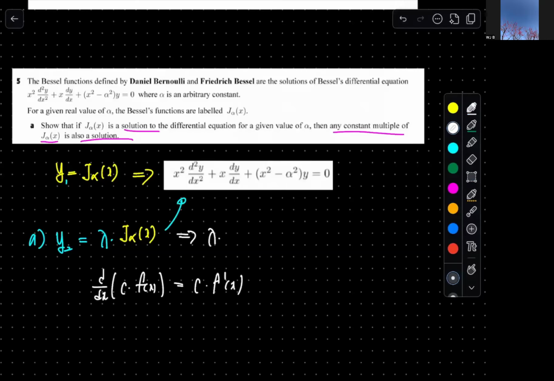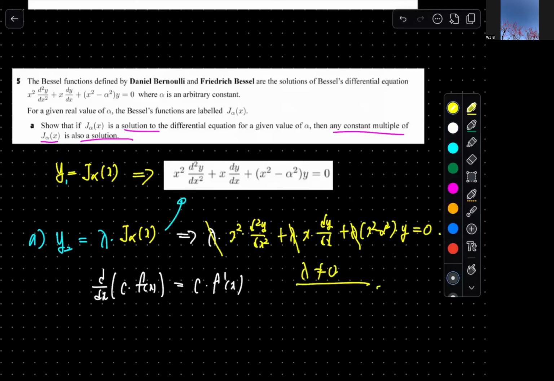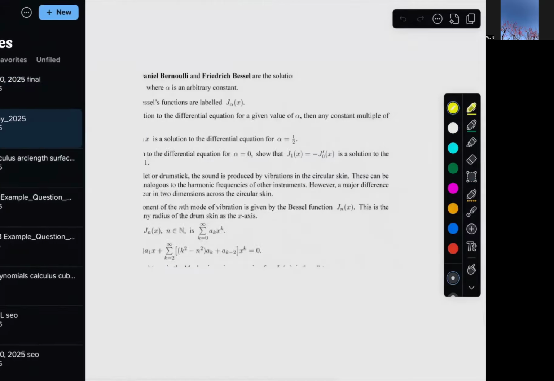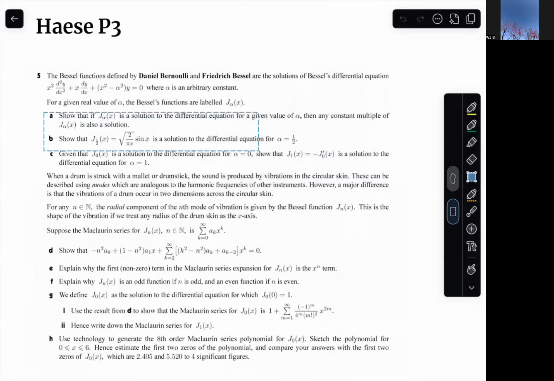So we are using that property. So it's going to be lambda x squared, and then the second derivative plus lambda x times the first derivative, and then plus lambda x squared minus alpha squared of the solution is equal to 0. Then I can get rid of lambda on both sides because lambda is a non-zero constant. Then I know the constant multiple will be our solution. Okay, easy peasy, lemon squeezy. It's just using the property of differentiation.